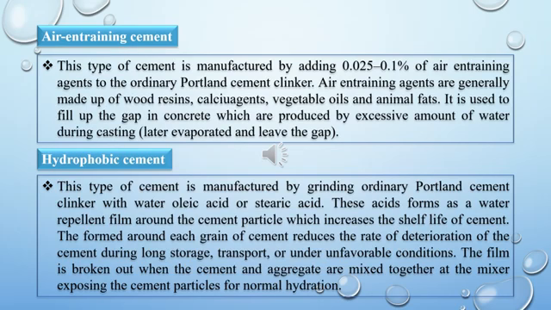Now the next one is hydrophobic cement. This type of cement is manufactured by grinding ordinary Portland cement clinker with water, oleic acid and stearic acid.